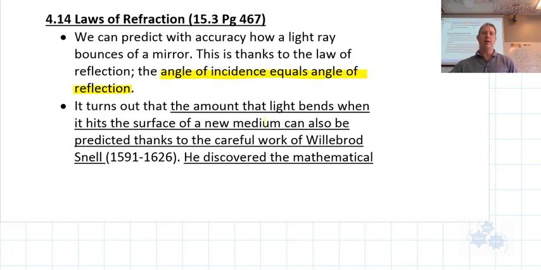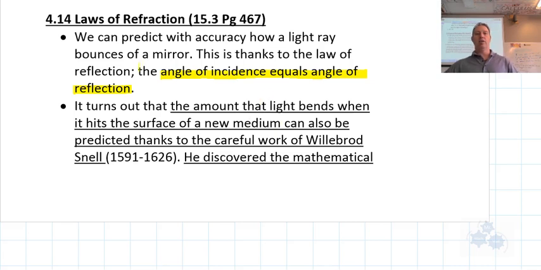It turns out that the amount that light bends when it hits the surface of a new medium can also be predicted, thanks to the careful work of Willebrod Snell. Now you can think about naming your firstborn son Willebrod Snell if you want. It's probably a pretty cool name.